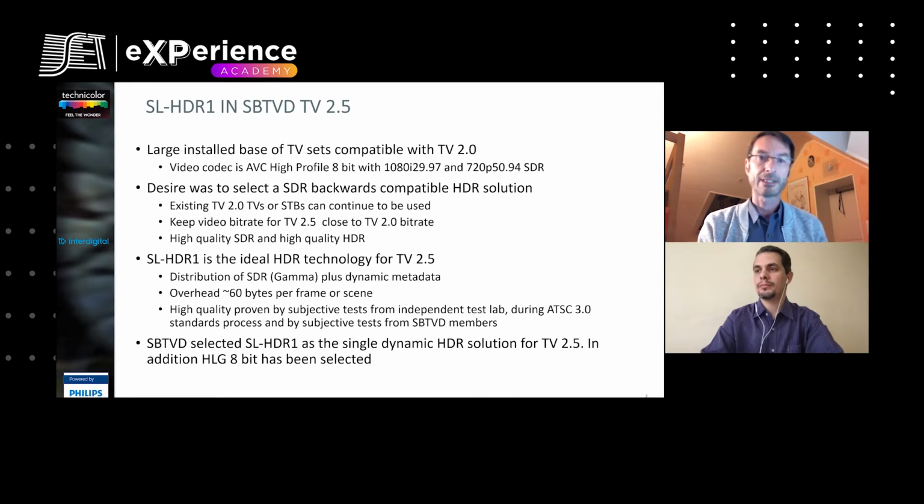So SL-HDR1 is the ideal HDR technology for TV 2.5. It allows a distribution of real SDR, so gamma-based, plus dynamic metadata. The overhead is only 60 bytes per frame, and its high quality is proven by subjective tests done by independent test labs during the ATSC 3.0 standards process, and also by subjective tests done by SBTVD members. So SBTVD selected SL-HDR1 as the single dynamic HDR solution for TV 2.5. In addition, HLG 8-bit has also been selected.